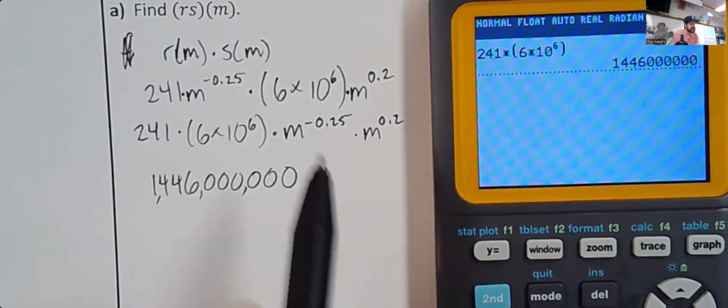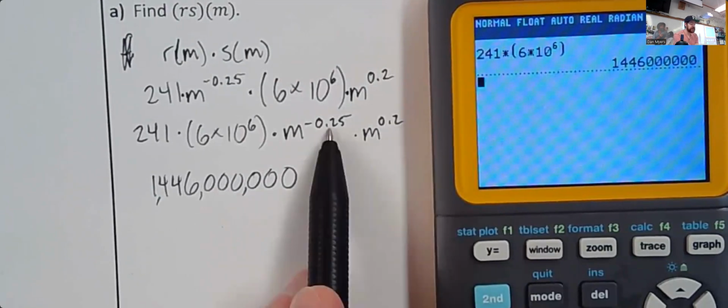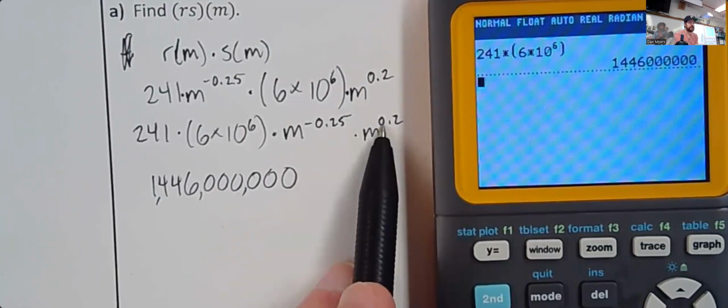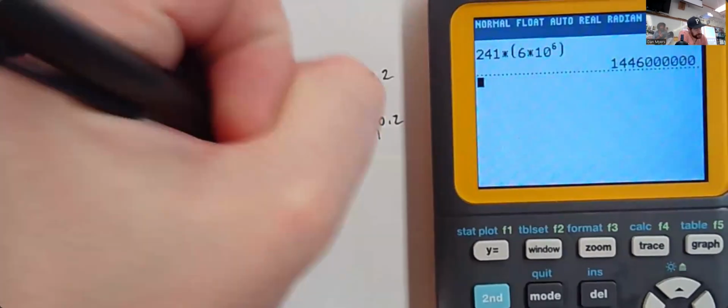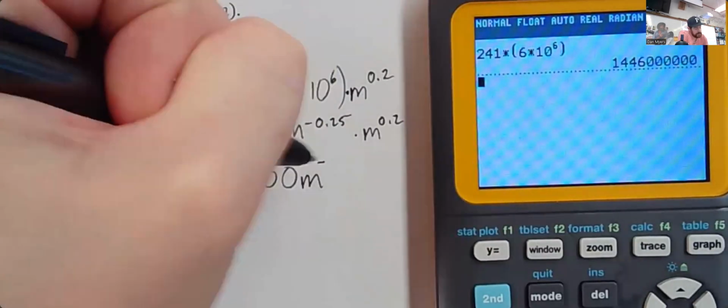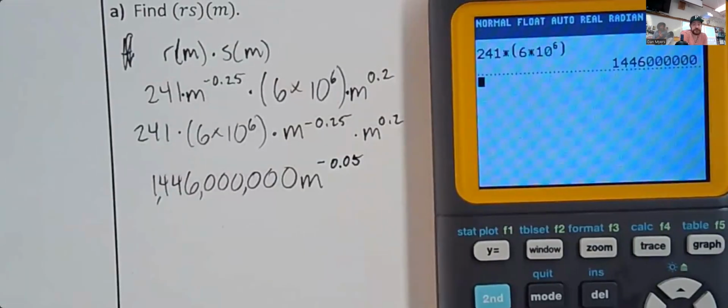And then we need to add the exponents here because we have the same base value. What's negative 0.25 plus 0.2? Yeah, negative 500ths or negative 0.05. Nice. So that's our value.